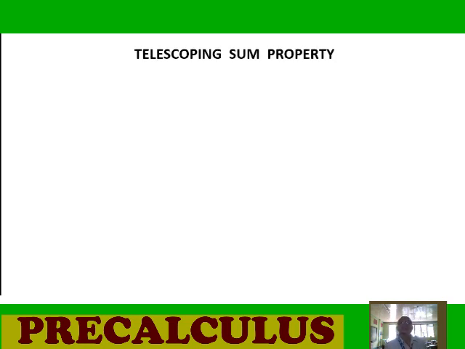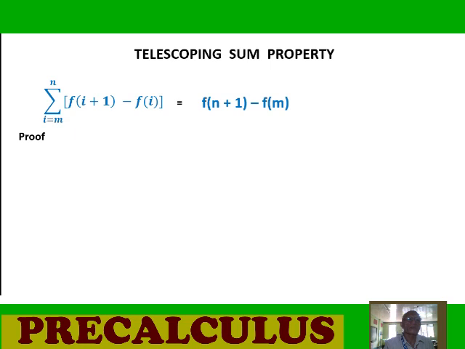Okay, we have another property called the telescoping sum property. The summation of the quantity f of i plus 1 minus f of i as i starts from m to n is equal to f of n plus 1 minus f of m. Let us prove this property.